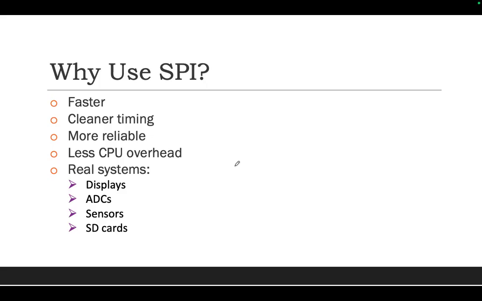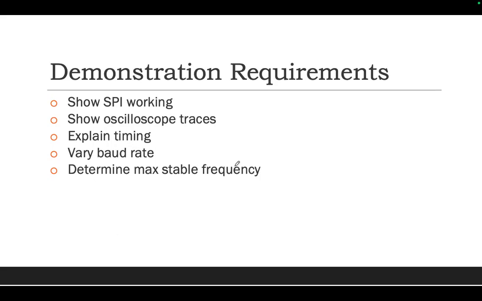Any question? Okay. And these are today's lab demonstration requirements. You need to show SPI working, and also show oscilloscope traces and explain timing. Try to vary the baud rate, the clock frequency, and try to determine the max stable frequency. Because we know the maximum is 400, but you will see you cannot adjust it to 400 for some reasons. You need to summarize it and determine the max stable frequency. Okay, this is what we will do for today's lab.